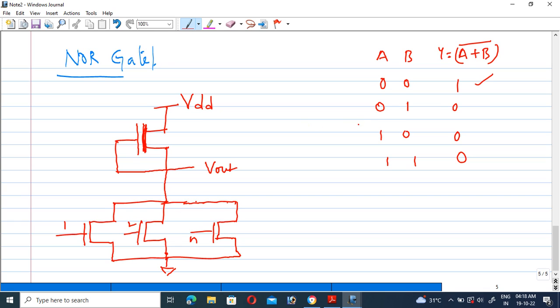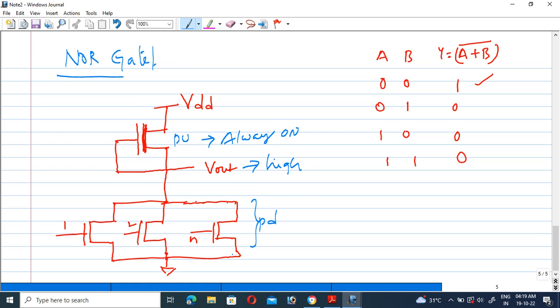Let us see the operation here. Let us see the one by one input application. We know that generally this is the pull up network, and this is nothing but the pull down network. Whenever this pull up network is always on, this output value is always in high position.